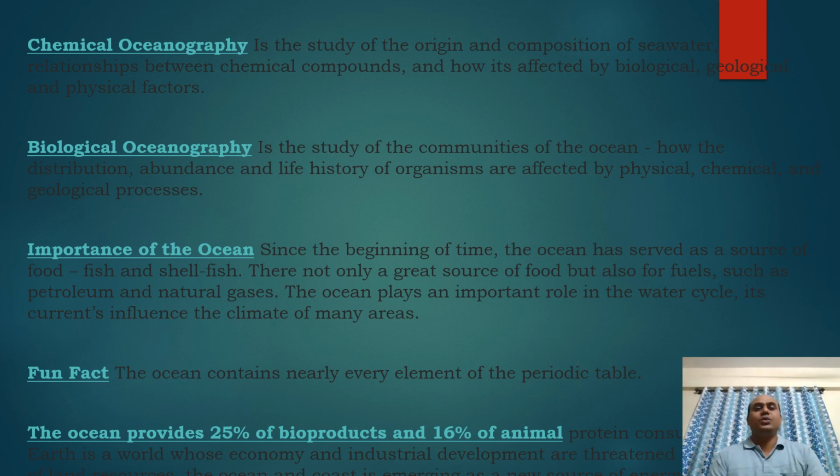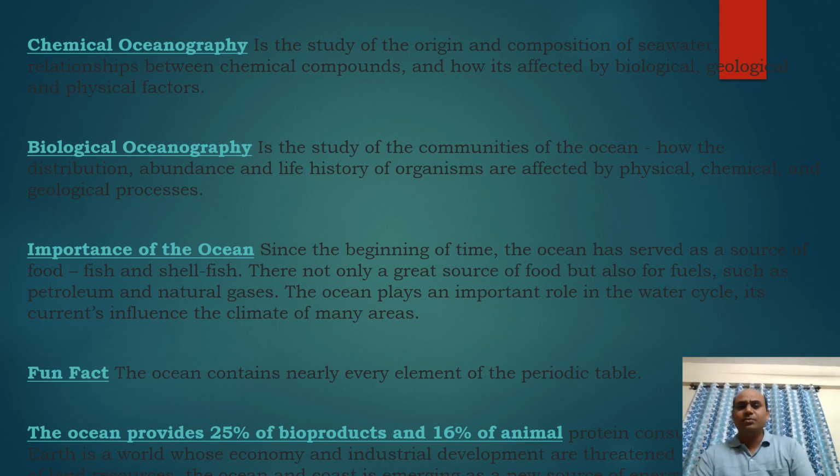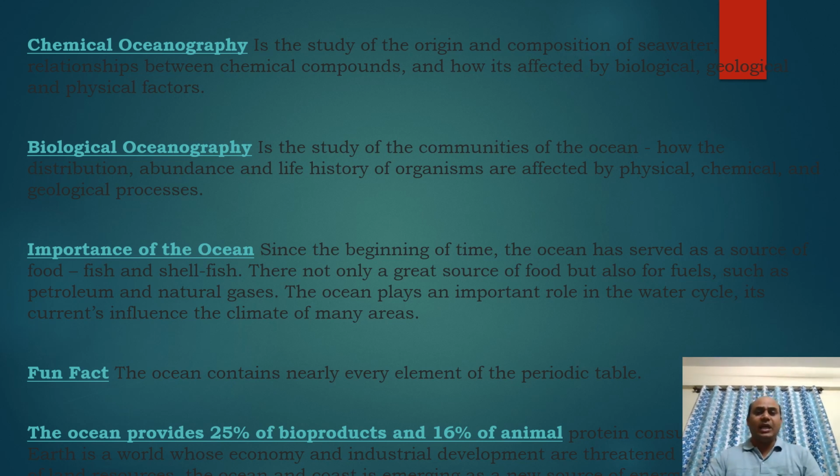It is the study of the origin and composition of sea water, the relations between chemical compounds, and how these compounds are affected by biological, geological and physical factors. So chemical oceanography is also important for marine water. Another one is biological oceanography, the study of the communities of the ocean: how the distribution, abundance and life history of organisms are affected by physical, chemical and geological processes.